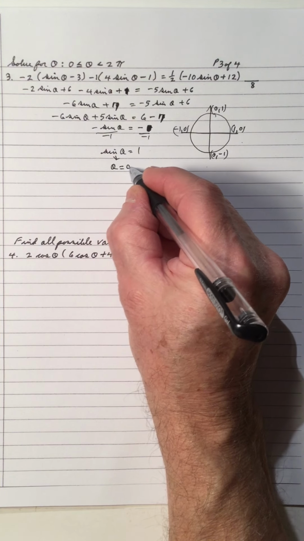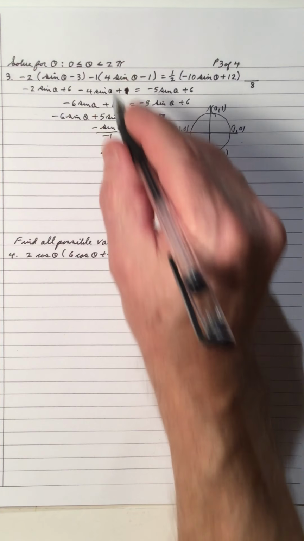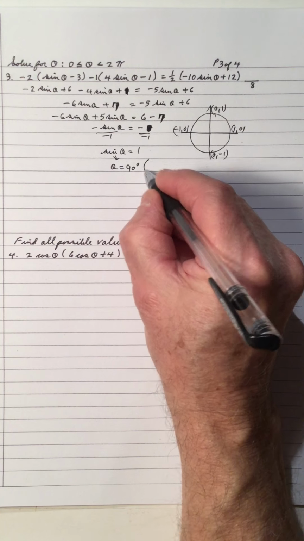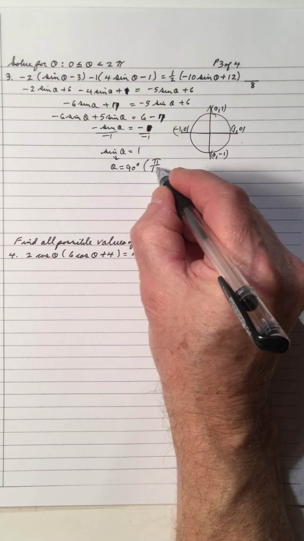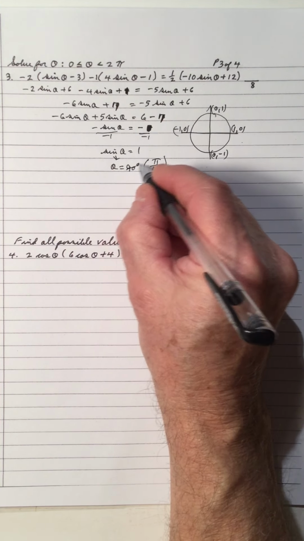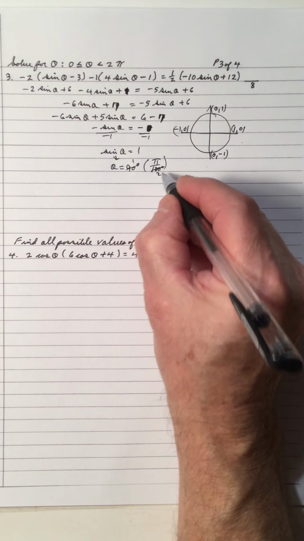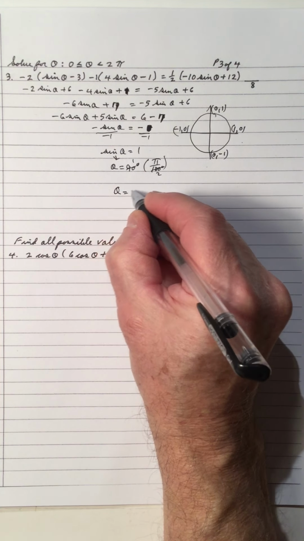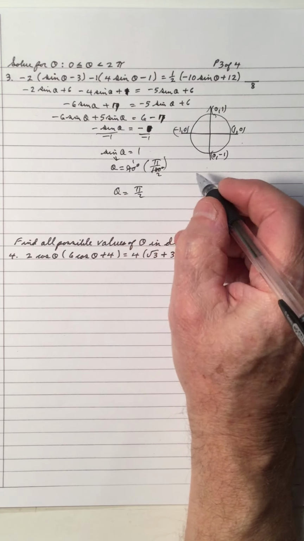And that means that theta is equal to 90, but we want it in terms of radians, so we multiply by pi over 180 to pick up the radian. 90 over 180 is a half, so as a radian, pi over 2 is the answer.